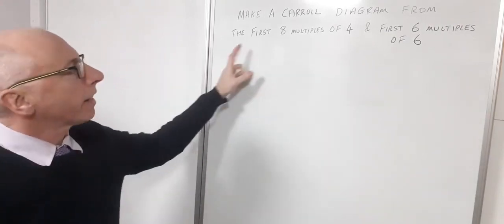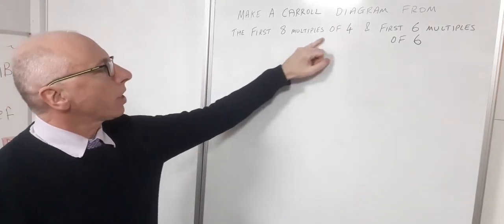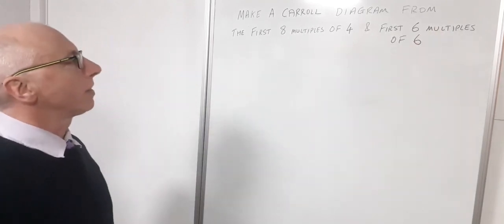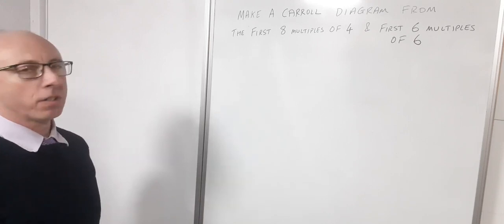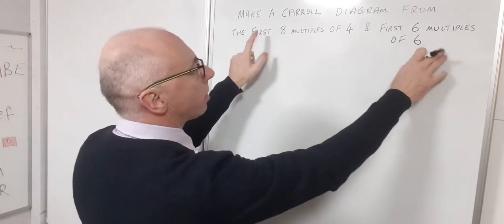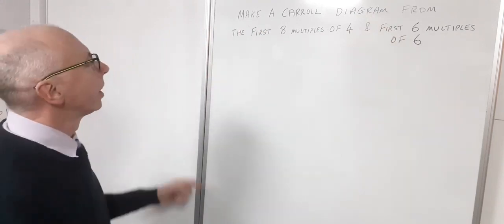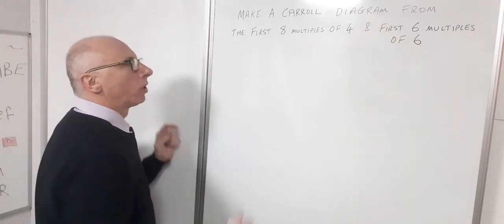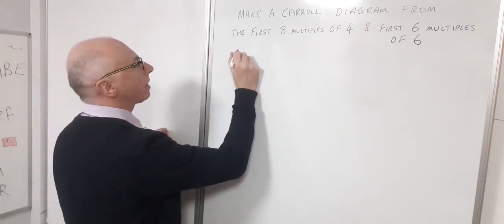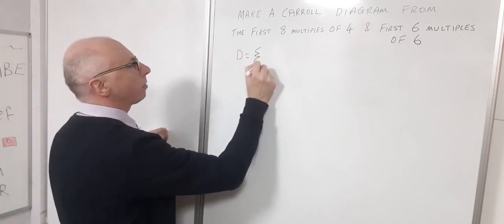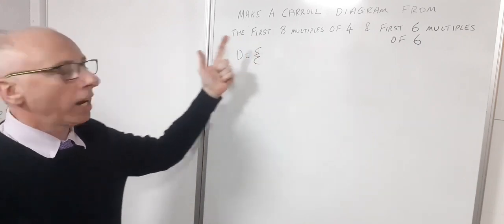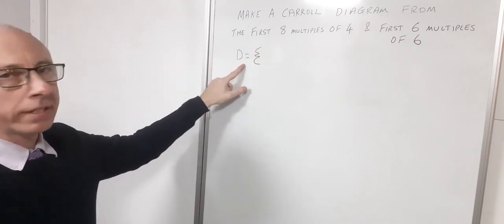So in this video we're going to make a Carroll diagram from the first 8 multiples of 4 and the first 6 multiples of 6. Okay, so for a Carroll diagram, first thing to do is to make sets out of these two groups of information. So the first 8 multiples of 4, let's give that a set name. So I'm just going to call that set D. Call it any name you like, any letter. You could even call it M subscript 4 if you like, it's up to you. But here I'm going to call it set D.